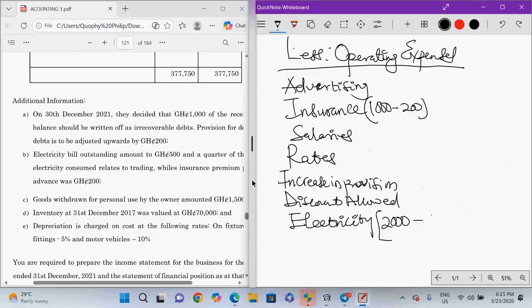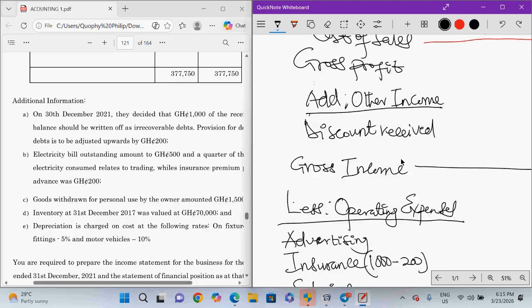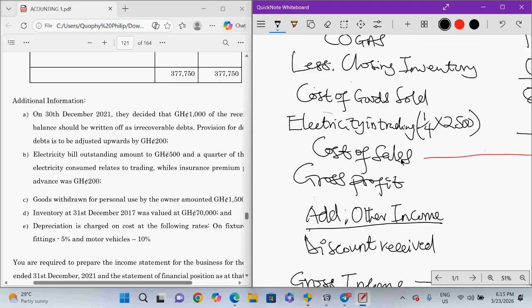Is it minus what? 625. Yeah, the 2,500 minus the 625. Okay, we've added it. 2,500 minus what? 625. So the 625, is it the 1/4? Yes, please.